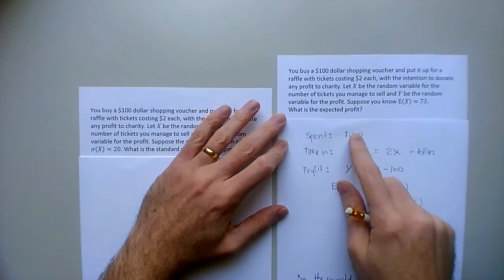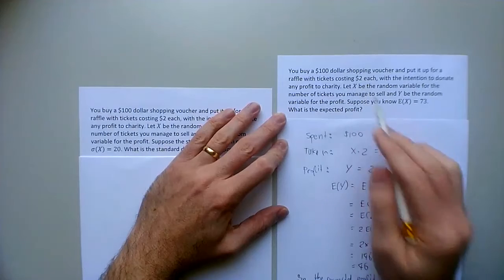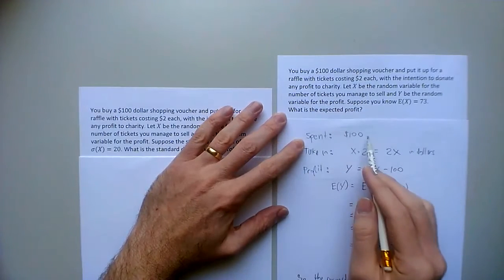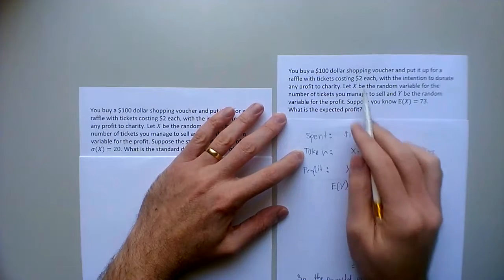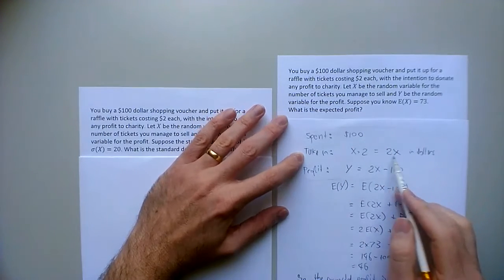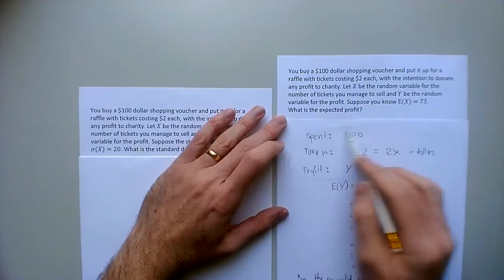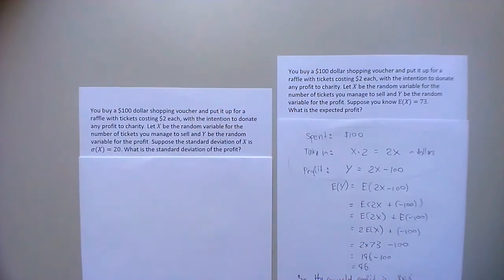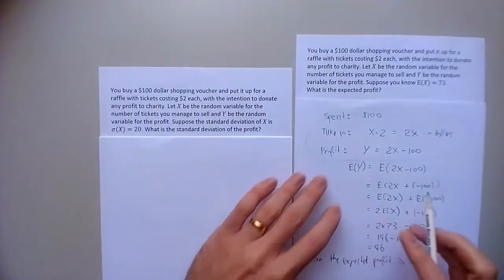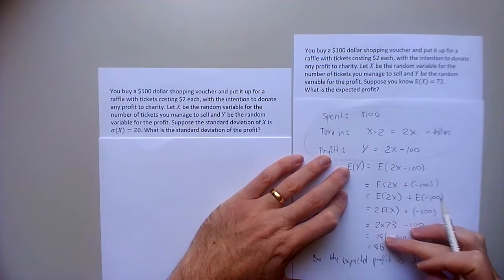Oh, I created a formula for how Y, which was the profit, is related to X, which is the number that was sold. I made this argument where I spent 100, I took in $2 times the number of tickets that were sold, and then the profit was the amount of money that came in minus the amount of money I spent. So that was a formula I created for the profit in terms of the number of tickets. And then I used the properties of the expected value to figure out the new expected value.